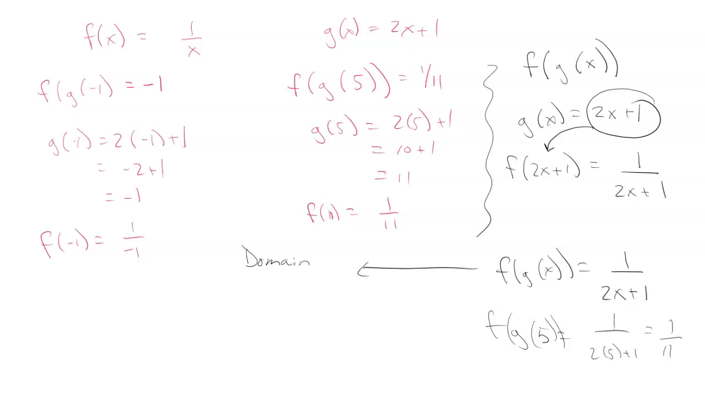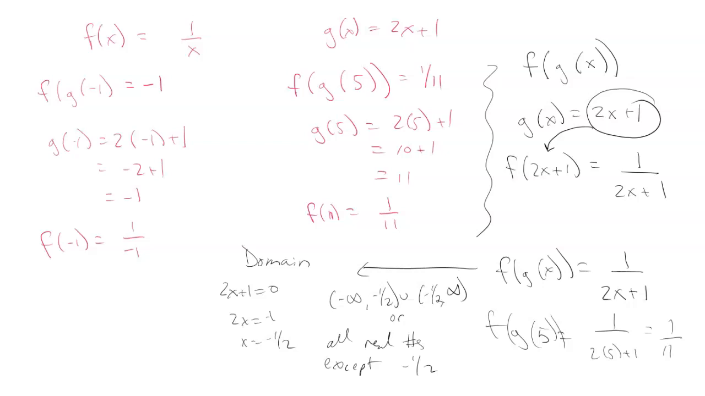So my new domain on this composite function, I'm going to set 2x plus 1 equal to 0. So 2x is equal to -1. x is equal to -1/2. So that means it's all real numbers, not including -1/2. Again, I can say all real numbers except -1/2. Whereas our beginning was just 0. So when you do a composite function, it does change our domain.